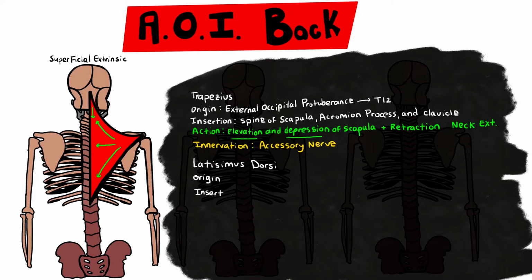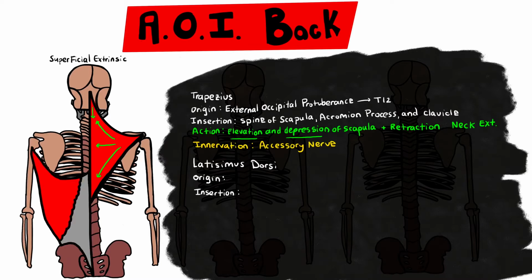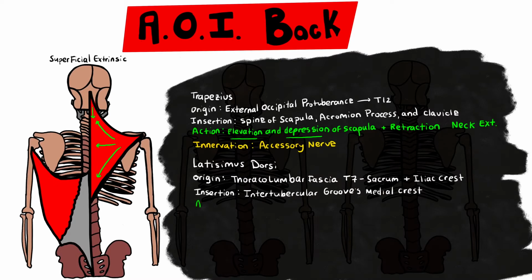Next, we'll have the latissimus dorsi. The latissimus dorsi is going to originate via the thoracolumbar fascia and will end up inserting into the intertubercular groove. The thoracolumbar fascia is found from T7 to the sacrum and the iliac crest. And then it is going to, again, insert into the intertubercular groove, which is on the medial crest of the humerus. Its action is going to be adduction, some medial rotation, as well as extension of our arm, and is innervated by the thoracodorsal nerve.